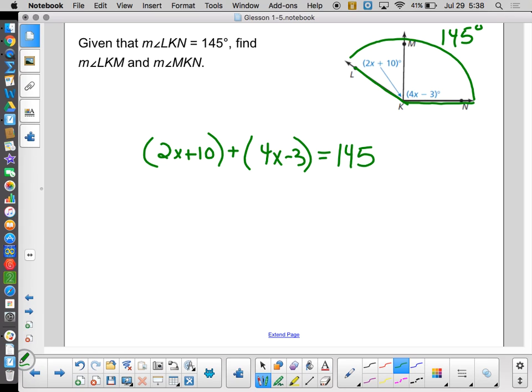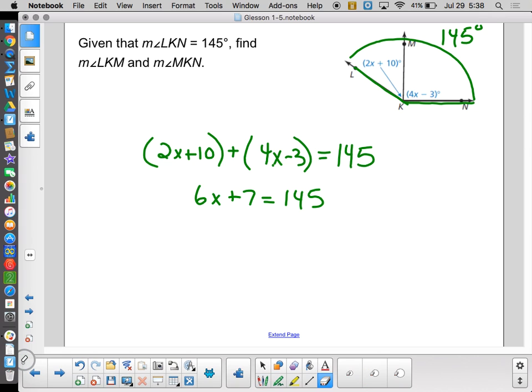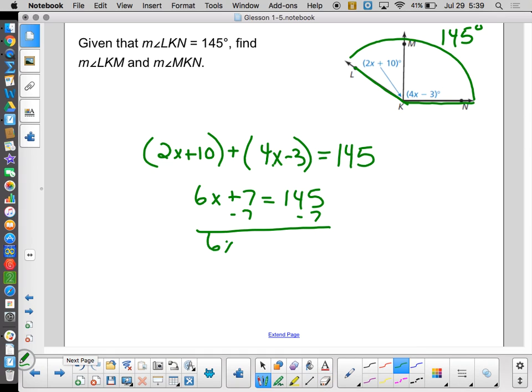Once we've got that, the algebra is fairly simple. These are on the same side, so do not subtract 2x twice. That would be incorrect. We're going to combine like terms. 2x plus 4x is 6x, plus 10 minus 3 is plus 7, is 145. So we subtract 7 from both sides. 6x equals 138. And x is going to be 23.